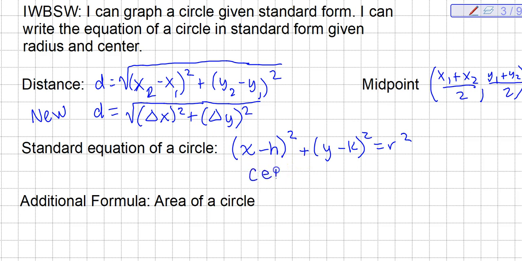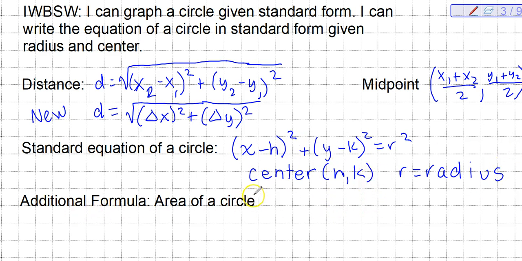What we need to know is what the center is. When the equation is in this form, the center is at h, k, and r is the radius. So when you're given the equation of a circle in standard form, it tells you the center and it tells you the radius, which is nice because then you can plot it on a graph and off you go. So we're going to talk about that.